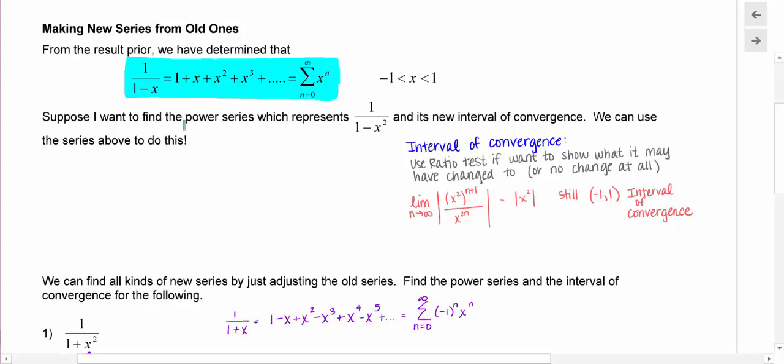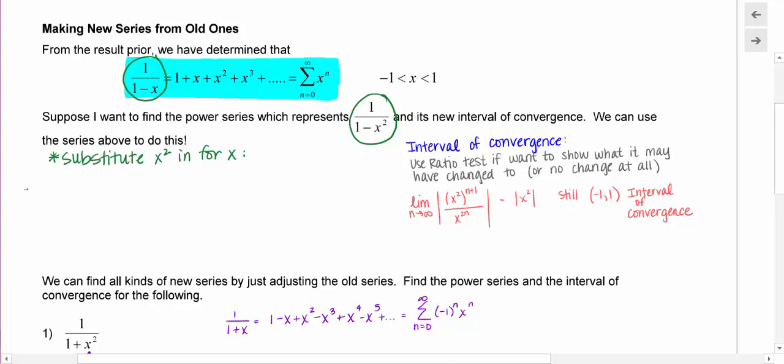So suppose I want to find the power series which represents 1 over 1 minus x squared and its new interval of convergence if it has changed. We can use the series above to do that. All I'm going to do is compare how 1 over 1 minus x squared differs from 1 over 1 minus x, and that is because of a substitution. If I substitute x squared in for x, I will have my new series.